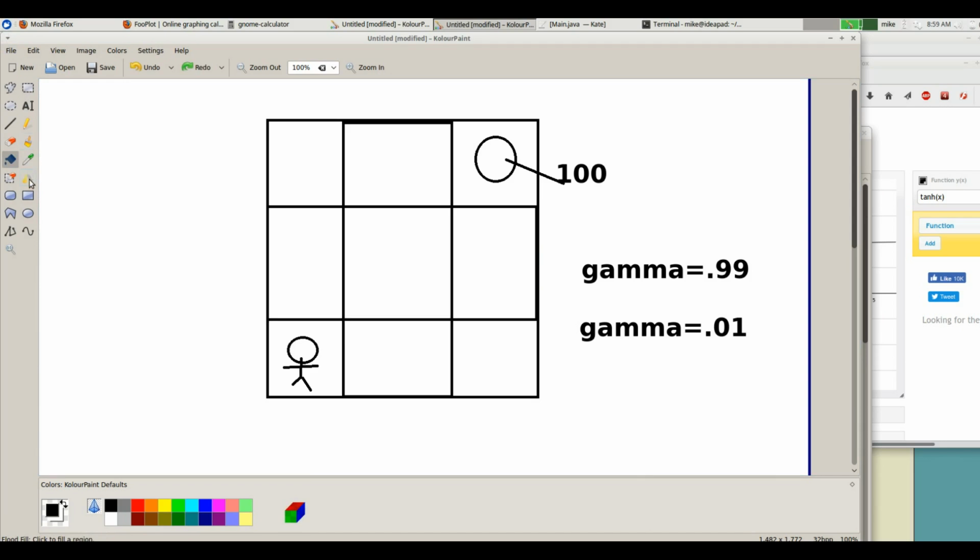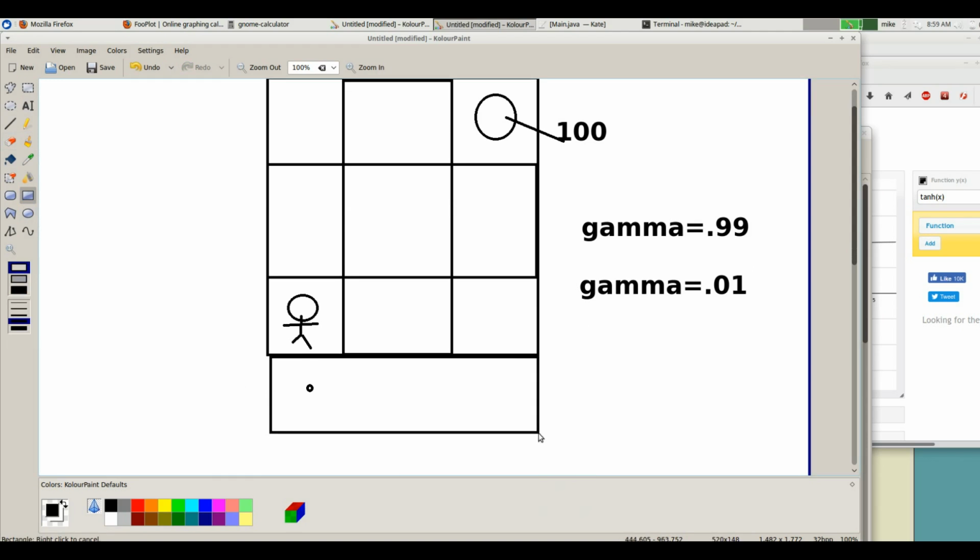Well, let's suppose there's another donut. We'll say a small donut right here. And the reward for getting that donut, I'll add some more states to our game. The reward for getting that donut is 2. Which should you go for?